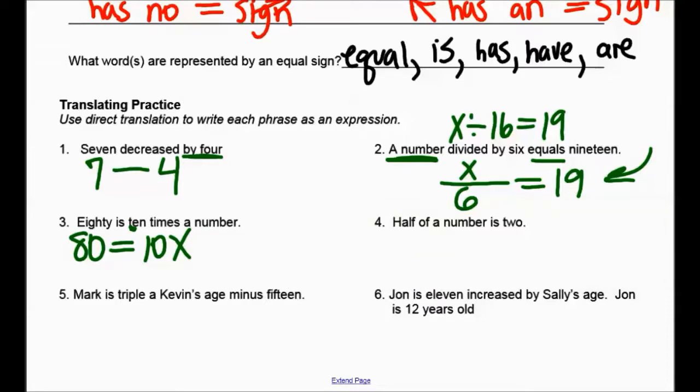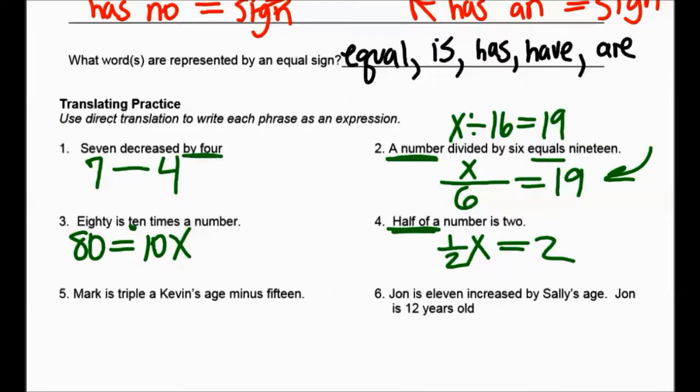Go ahead and pause if you want. You can try the next one on your own and then check back in a minute. All right, so half a number. Again, I'm not going to show the multiplication. Half a number is 1/2 x. When we're multiplying by a variable, we don't write the little dot. And then is 2. Okay?